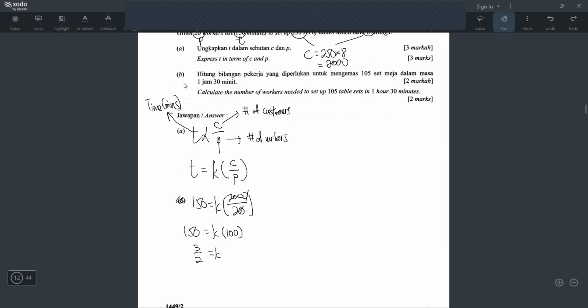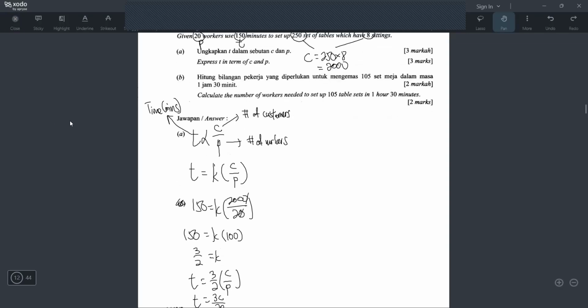So now what is your answer for A? Express T in terms of C and P. The answer will be T equals K times C over P. But since K is 3 over 2, it will be 3 over 2 multiplied with C over P. But you can actually simplify this. When you multiply a fraction with a fraction, you multiply top with top, bottom with bottom. So it becomes 3C over 2P. This is your answer for A.